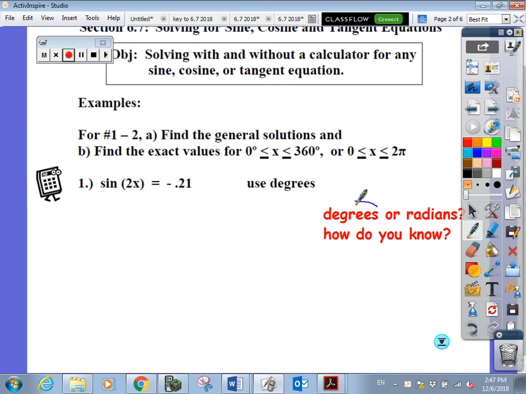Number 1 says degrees. How do we know? Because it tells us. There is no C value. That is how you know. It will either tell you, or there's going to be a C value, the horizontal shift, the x-axis, and there will either be a degree sign or there won't. So you never get to pick. If it doesn't say, then you have to figure it out. Never get to pick your favorite.